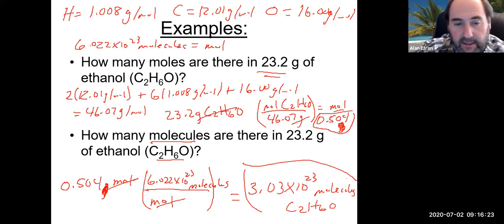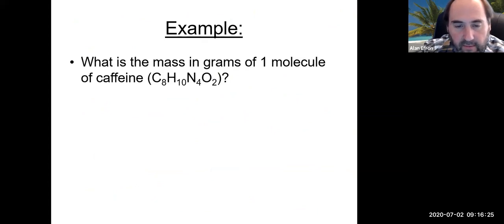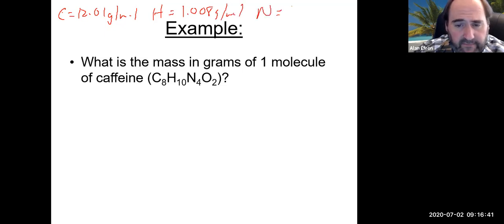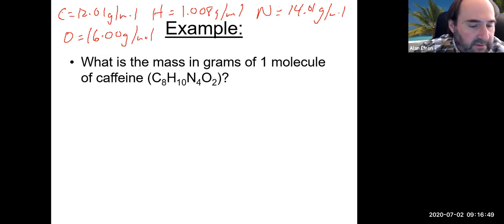Okay, one last one here. Let's try that. We want to know the mass in grams of one molecule of caffeine. So I'll give you some of the numbers there, same as we had on the previous one. Carbon is 12.01, hydrogen 1.008 grams per mole, nitrogen 14.01 grams per mole, and oxygen 16 grams per mole. Again, all that comes from the periodic table in case you ever need to find it yourself. And we're looking here for the mass in grams of one molecule of caffeine. So see what you come up with. We'll talk about it.